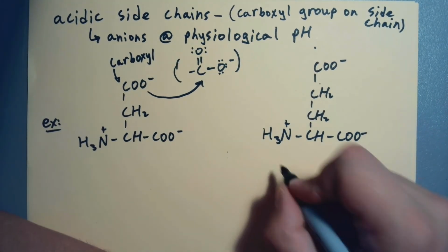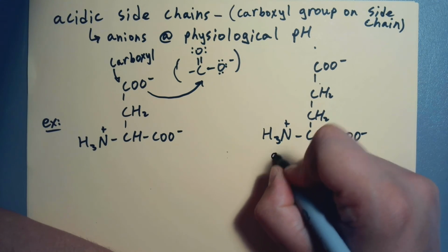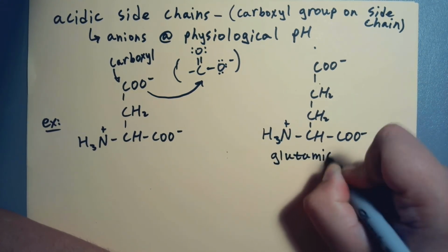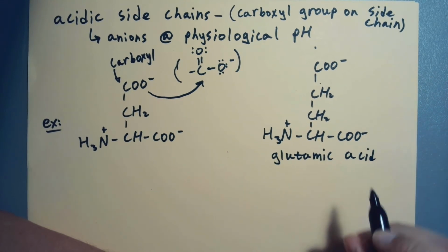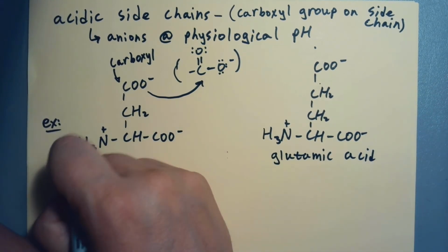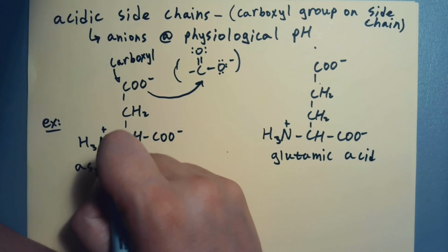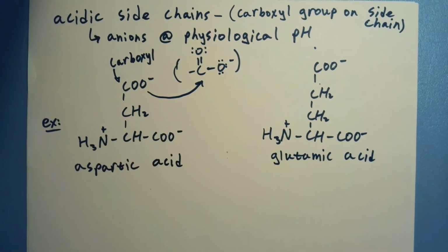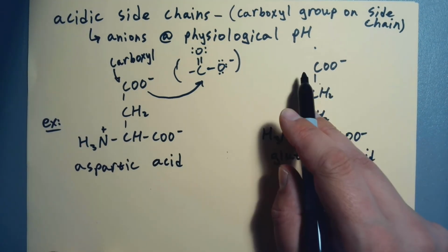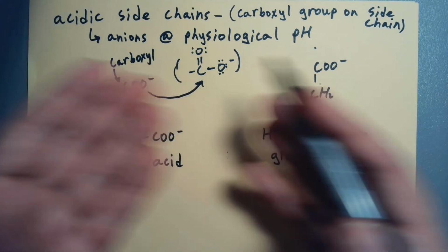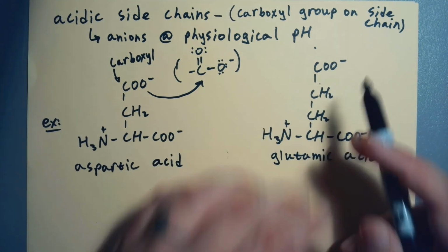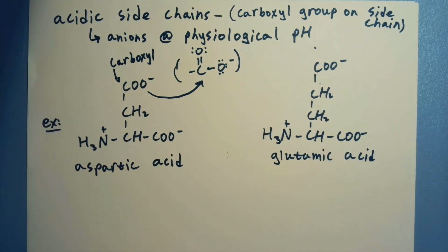Alright, and so this is glutamic acid right here. I forgot to name the other one, so give me a second. Okay, and so then we have aspartic acid, was the first one, since I said I would write the names. And so again, we see a carboxyl group on the side chain. That's a carboxylic acid, and it's going to become an anion at physiological pH.